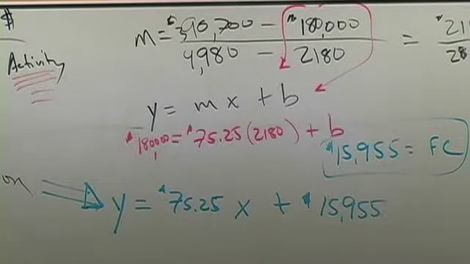That's what a cost function looks like. Y equals 75.25x plus $15,955, okay? And there we have answered number 1. Okay, that is a cost function. Use the above information and the high-low method to estimate the cost function of Southern Cooperates. That is our cost function.